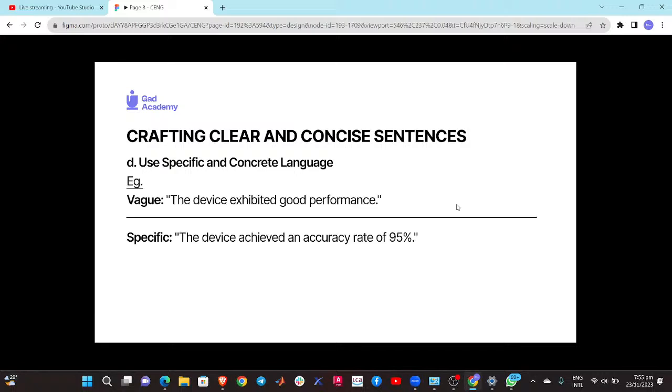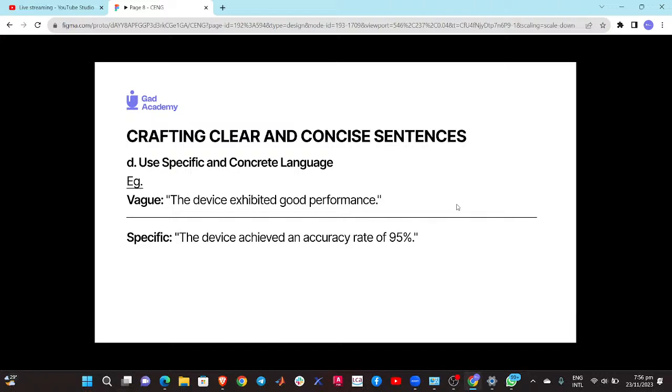So use specific and concrete language. Though this is self-explanatory, let's go into it. The vague option is: the device exhibited good performance. Being specific, you would say: the device achieved an accuracy of 95%. So in your writing, you want to know the details. The device achieved an accuracy rate of 95%. It tells us how good the performance of the device was. Otherwise, it is just like saying that the experiment gave good results without any extra information.